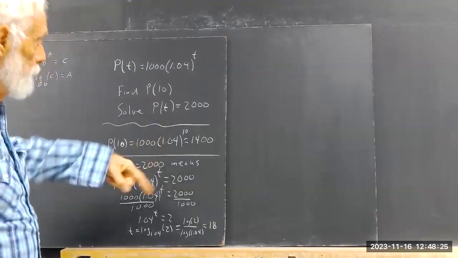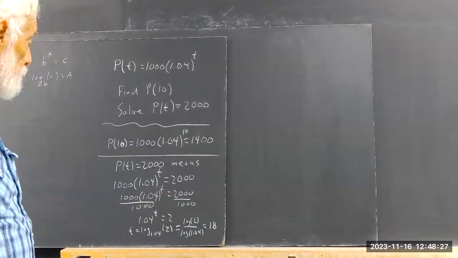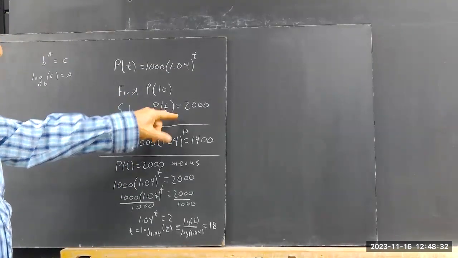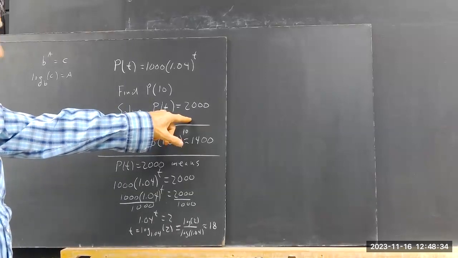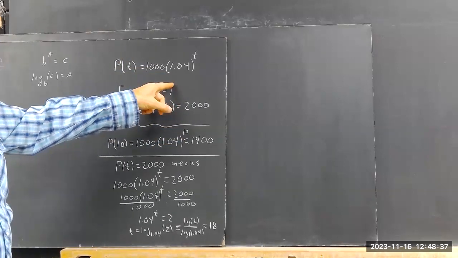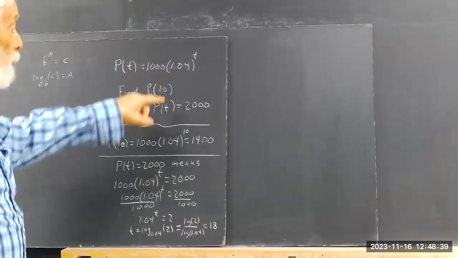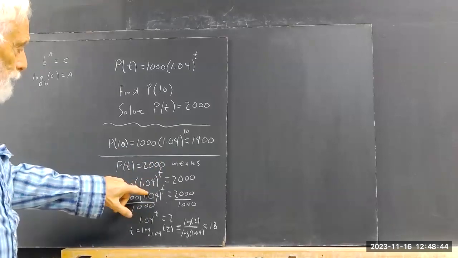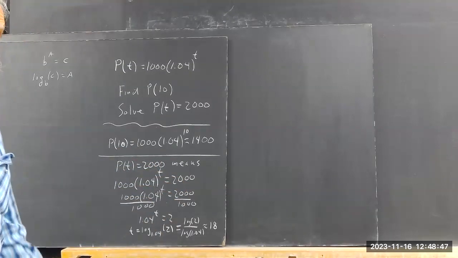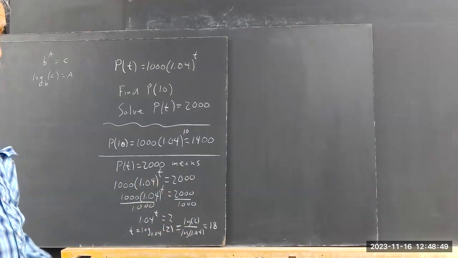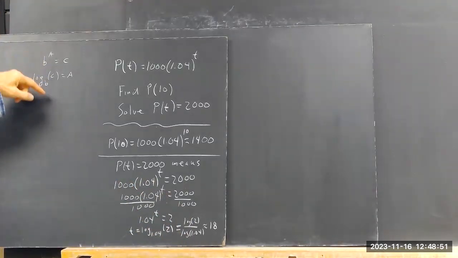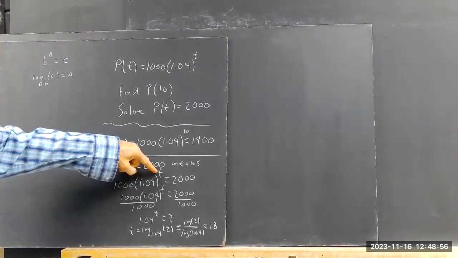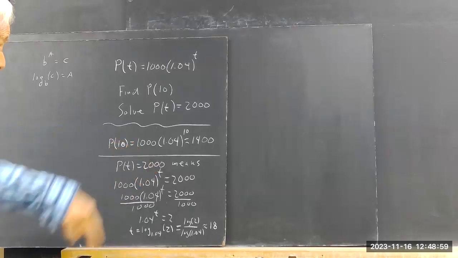So we evaluate P of 10, that's very simple. We get 1400. P of t equals 2000, that's an equation. You can't do much with P of t equals 2000 unless you know the formula for P of t. Then you write the formula instead of P of t. So P of t equals 2000 becomes 1000 times 1.04 to the t equals 2000. That's just a simple exponential equation. But of course, you have to have this form or this form to convert it. Your variable is in the exponent.